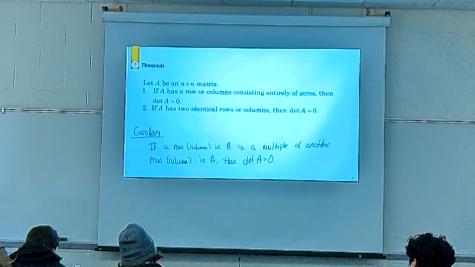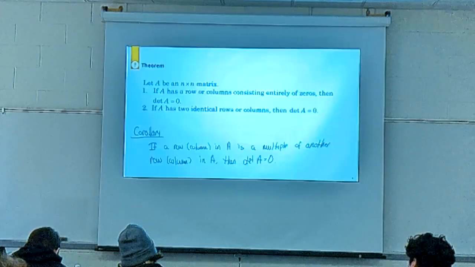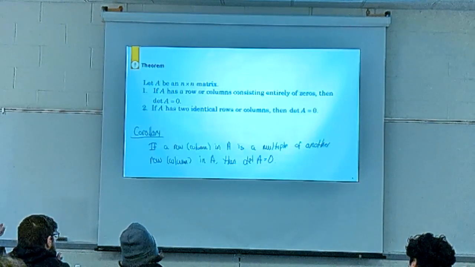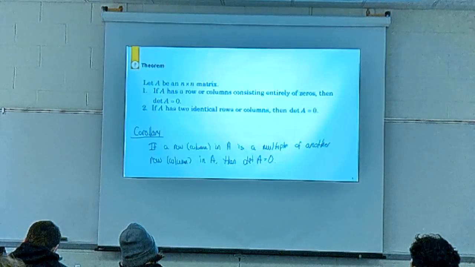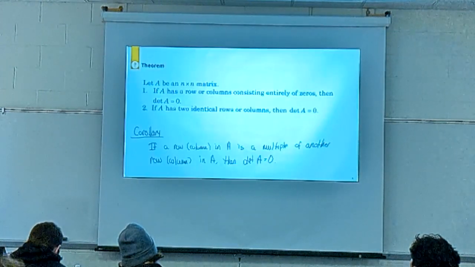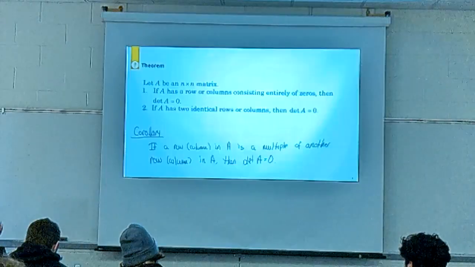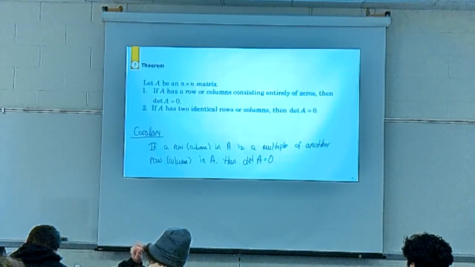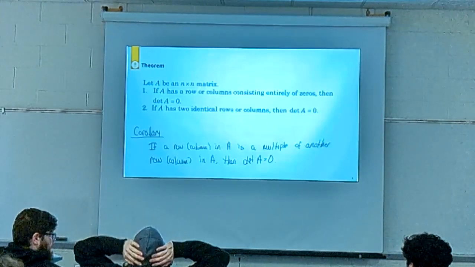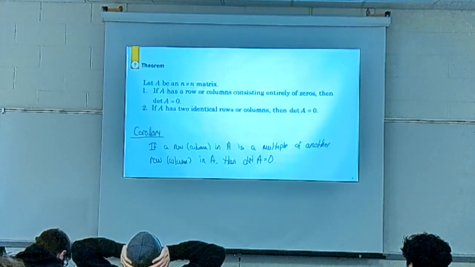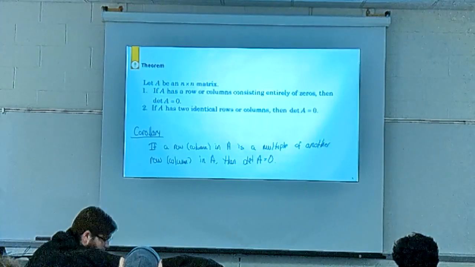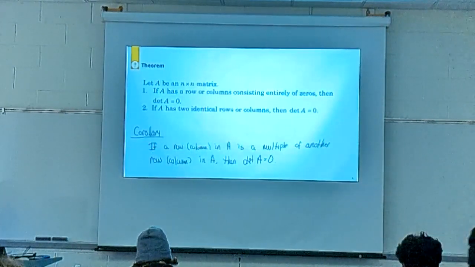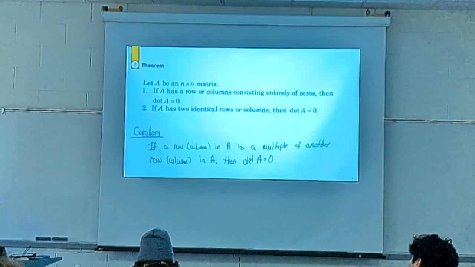So again, let's say you're doing some operations and you get to a point where you notice that one row is a multiple of another row. You're done, determinant 0. Likewise for columns. If you find that you have a column that's a multiple of another column, you're done, determinant 0. Questions on this technique?